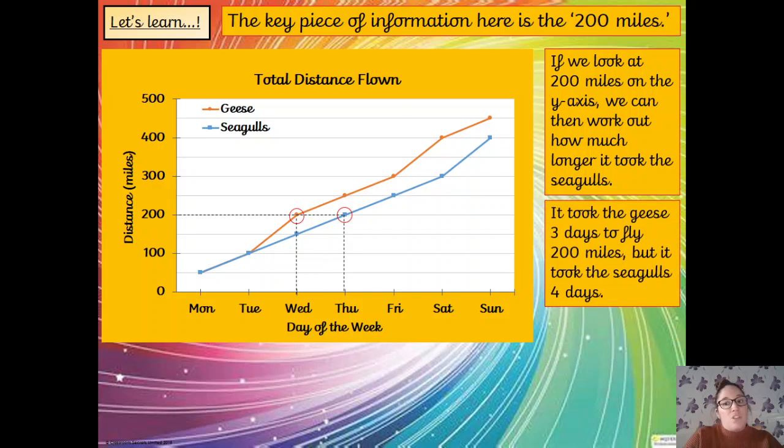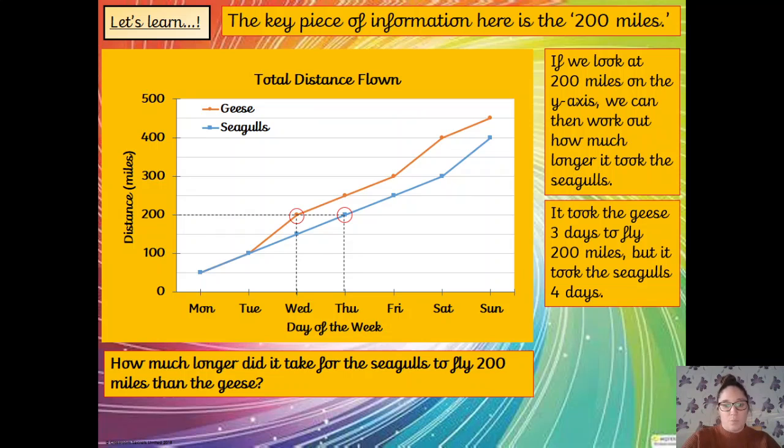So it took the geese 3 days to fly 200 miles, but it took the seagulls 4 days to fly 200 miles. So how much longer did it take for the seagulls to fly 200 miles than the geese? The answer is 1 day. It took 1 day longer. The geese got there first.